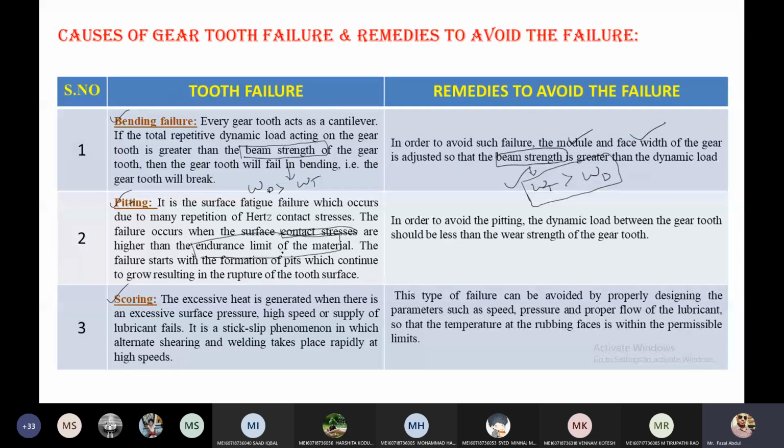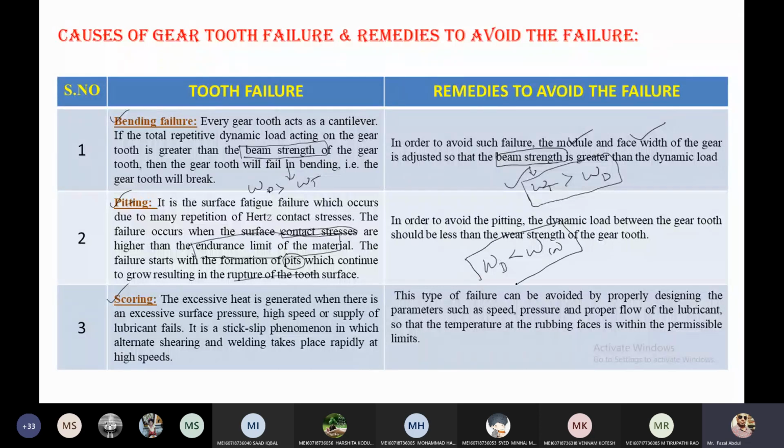How is it going to start? First, pits form, and these pits slowly propagate, and rupture takes place on the tooth surface. So this is the failure criterion of pitting. In order to avoid pitting, the dynamic load between the gear teeth should be less than the wear load. Here, dynamic load is less than the wear load.